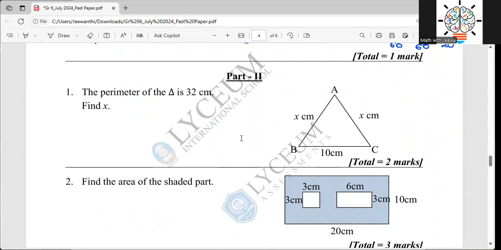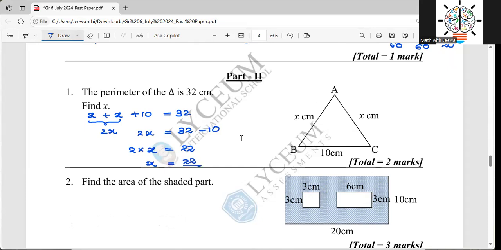We'll do the perimeter of the triangle is 32. What do you mean by the perimeter? When you add all the sides together, it gives me the perimeter. So that means x and x and 10. When you add everything together, that becomes 32. Okay. Then x and x, that is 2x now. So then 2x is equal to 32 minus 10. So then 2x means 2 times x equal to, from 32 when you deduct 10, it is 22 now. Okay. So then x is equal to 22 divided by 2.